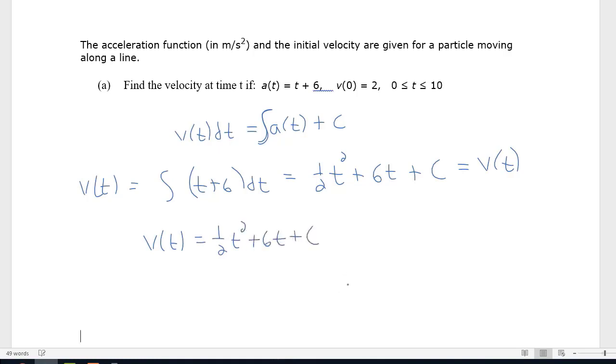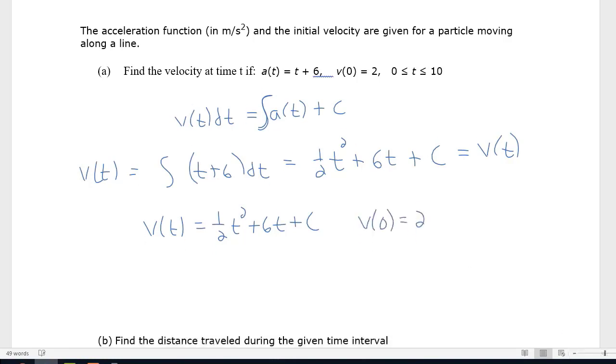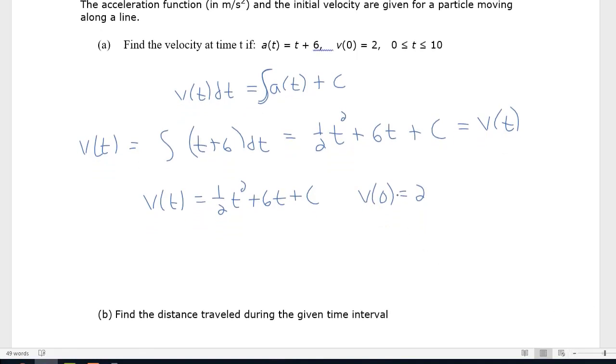Now we're told that the initial velocity at time 0 was 2 meters per second, so we're going to plug that in. We're going to plug in t equals 0 and a velocity of 2. Notice what that's going to do for us: find our constant of integration. So I get 0 plus c equals 2. There is my overall constant of integration.